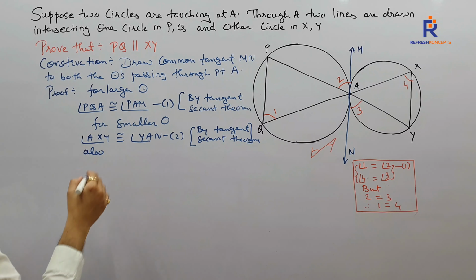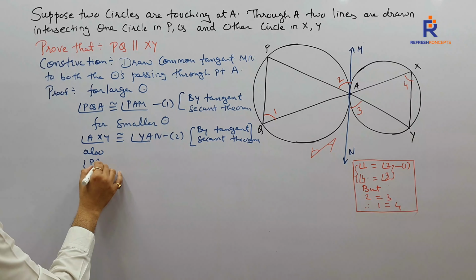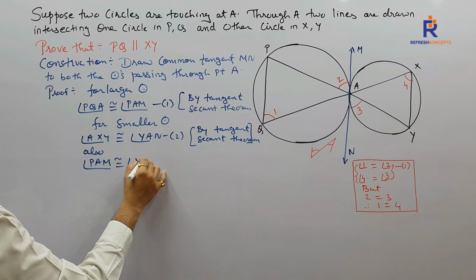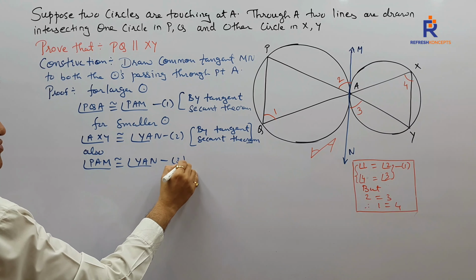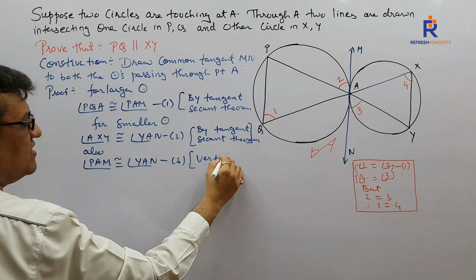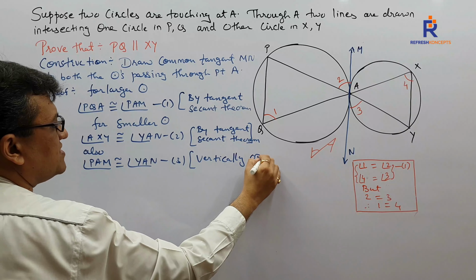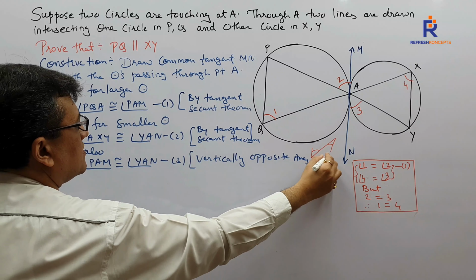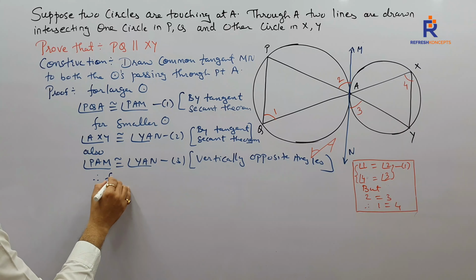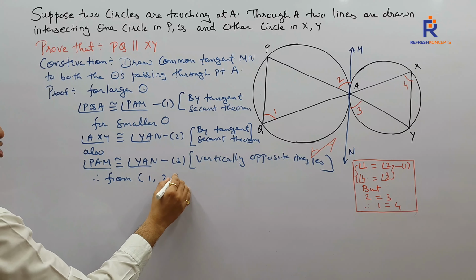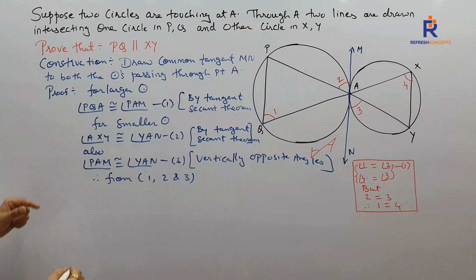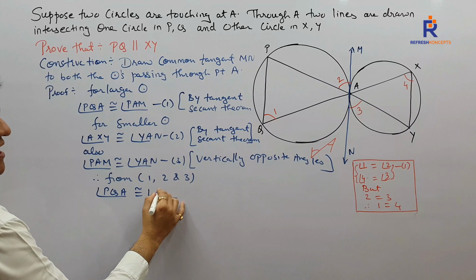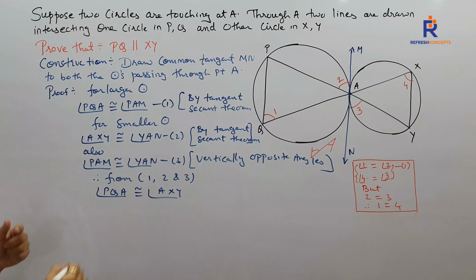Also, which angles are vertically opposite angles? PAM is congruent to YAN. Equation 3, vertically opposite angles. Therefore, from 1, 2 and 3, can I say angle PQA is congruent to angle AXY?